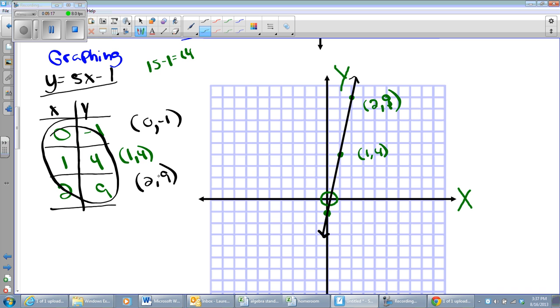Watch this. I'm going to plug (0, -1) in. Y is -1. 5 times 0. Is that true? 5 times 0 is 0, minus 1, -1 equals -1. Yep, it's true. Any ordered pair that you know is on this line, the coordinates will be a solution to this equation. If it's on this line, it'll be a solution to this equation.